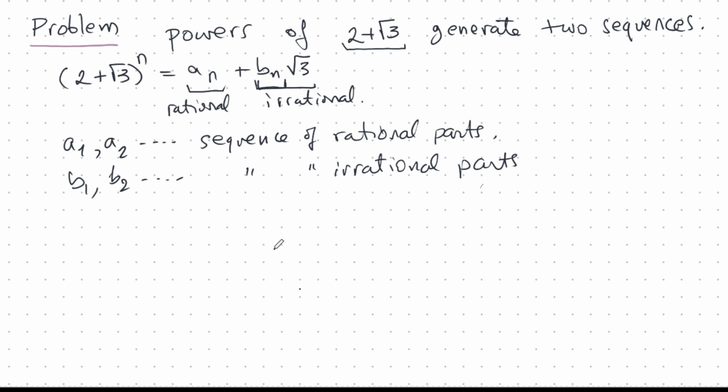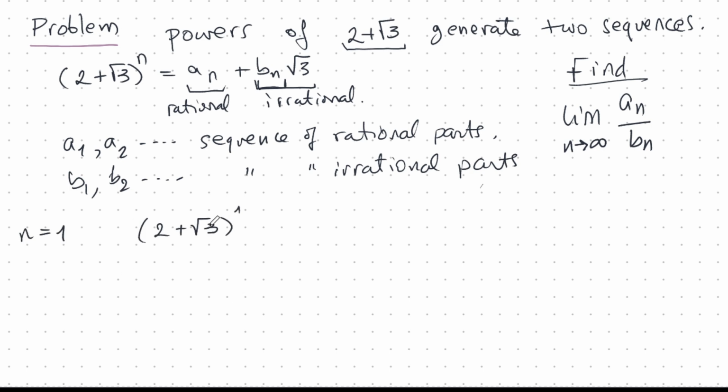And the problem is like this. We want to find the limit of the ratio of an over bn as n goes to infinity. To get some insight into the problem, it really helps to do a few numerical examples. So when n is 1, I raise it to the power 1. That's easy. I get 2 plus 1 times root 3. So a1 is 2 and b1 is 1.